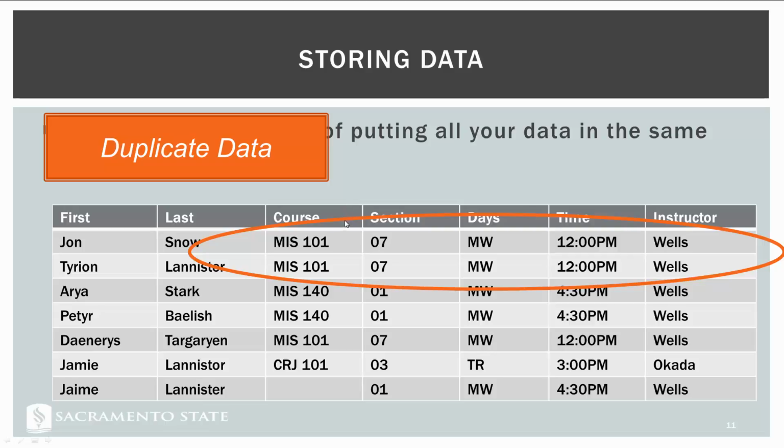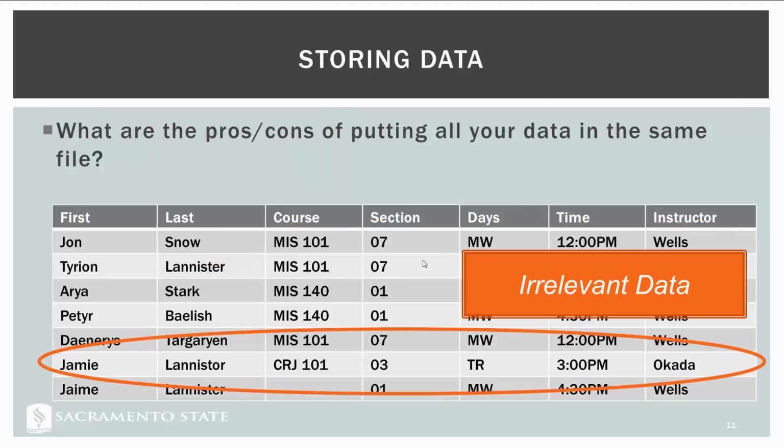And that causes a problem sometimes, because what happens if we need to change that? We need to change it now in 2 places. What if Section 7 all of a sudden needs to meet at 1:30 instead of at 12? Or what if the instructor changes? Well, we'd have to change it in every single location where that exists, and that's a problem.